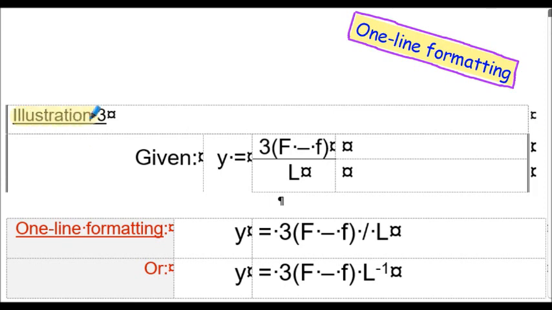Illustration 3, this time we're given y is equal to 3 multiplied by in the bracket uppercase F minus lowercase f. That's all divided by L. So it's a two-line formatting in my table here.